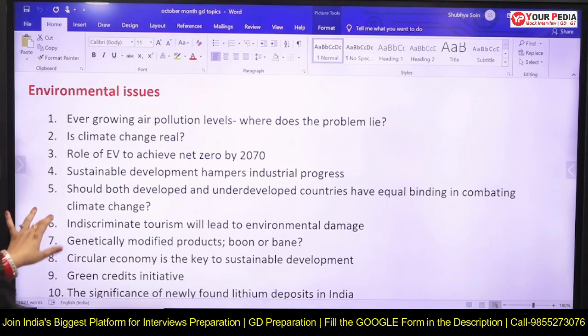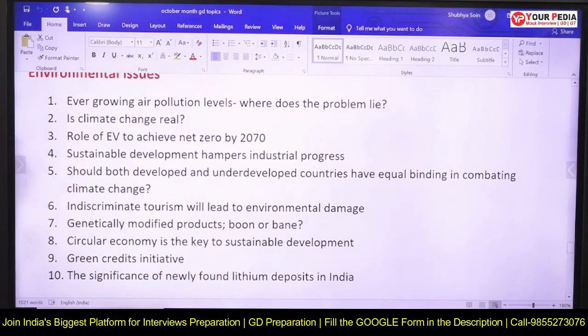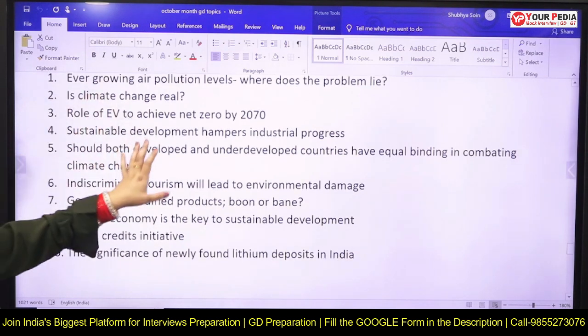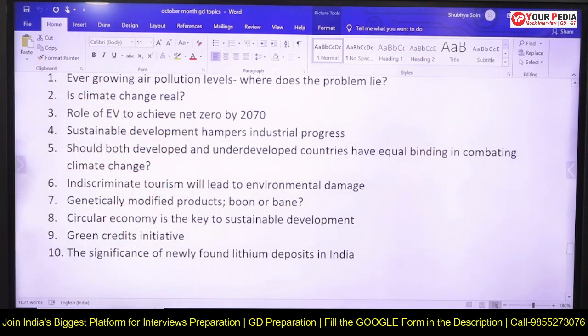Now the next comes environmental related issues. Ever growing air pollution levels, where does the problem lie? Is climate change for real? Role of EV to achieve net zero by 2070. SDG, that is Sustainable Development, hampers industrial progress. Should both developed and undeveloped countries have equal binding in combating climate change?